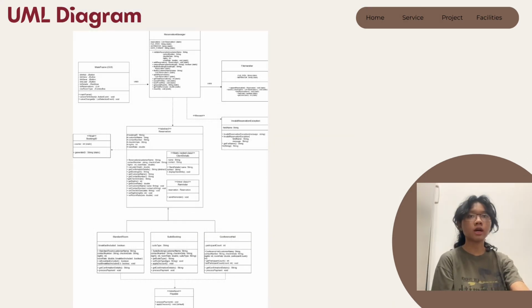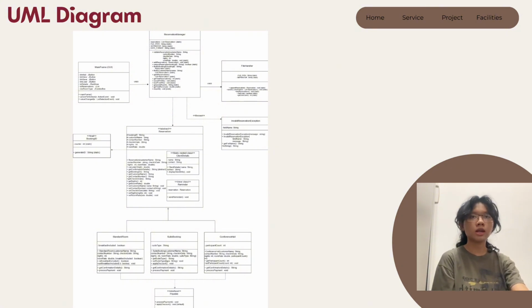Next is the UML diagram of our smart hospitality system. The UML diagram illustrates the overall structure and relationships between classes in the project. At the center of the design is the reservation abstract class, which acts as the parent class for standard room, booking, and conference hall. The payable interface is implemented by these subclasses to support payment processing functionality. The reservation class also contains a static nested class called client details and an inner class called reminder.